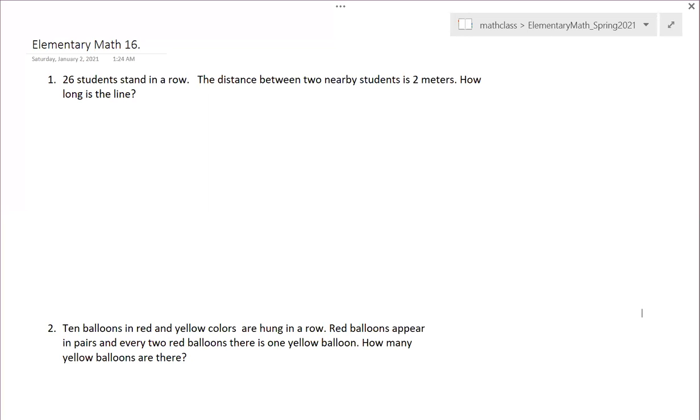I want you to think about it first. Okay, and if you have answers, you can post it, and maybe you can turn on your microphone. I will ask you to tell me how you solve the problem, and you have to try to explain to me if possible. Okay, so the first problem says that 26 students are standing in a row, one by one, from left to right, and the distance between two nearby students is 2 meters. So the question is, how long is the line?